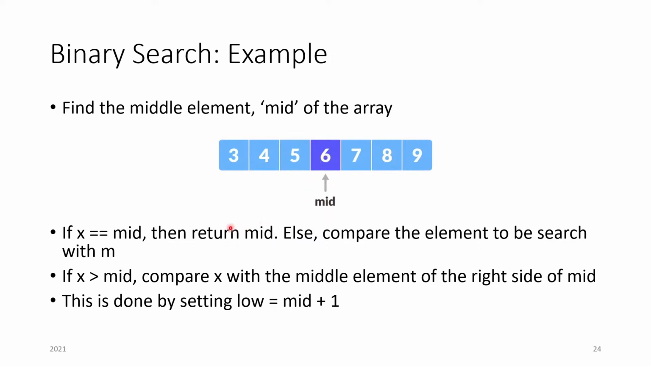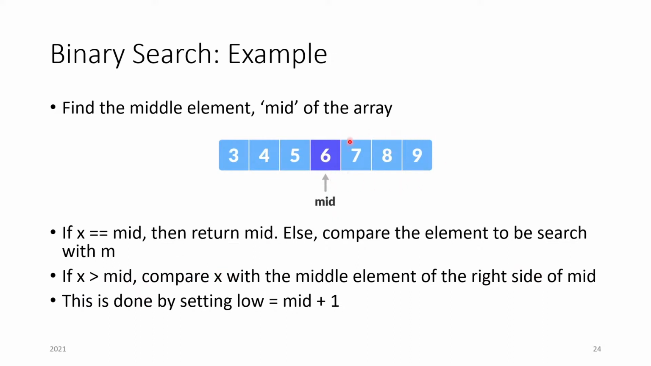If the search value is greater than the mid value, we search on the right-hand side, and if it's lower than the mid value, we search on the left-hand side. So in the event where our search value x is greater than the mid value, we will be comparing x with the middle element of the right-hand side of mid.